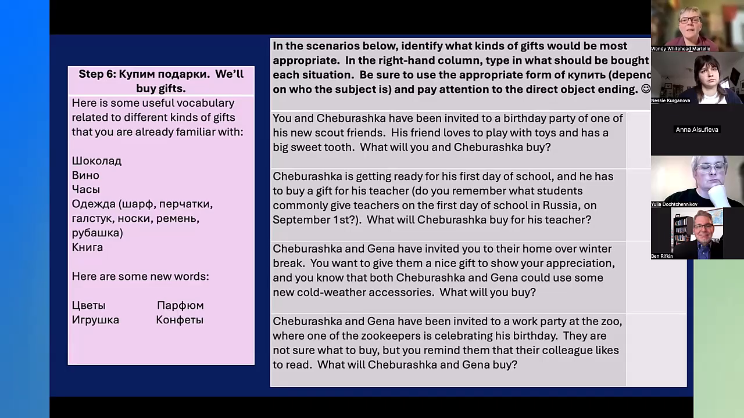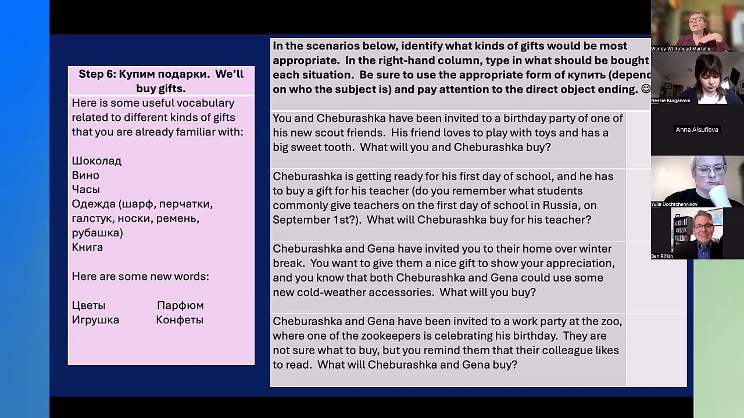And then for the culminating task, they're given some scenarios in English, and they're asked to identify what kinds of gifts they would buy, that they would consider appropriate. And then they type, focusing on the conjugation of kupit and looking at the direct object ending. So this is designed to help them with direct object endings in the accusative case.